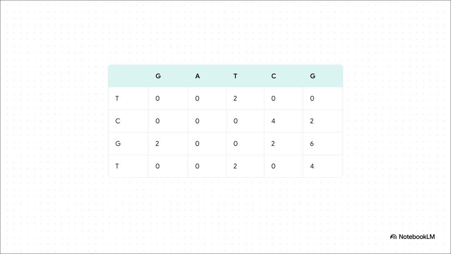Instead of being forced to start in the corner, the local algorithm hunts for the single highest score anywhere in that grid. See that number 8 right there? That's our winner. It starts the traceback from there and, this is key, it stops the second the score drops to 0. That's how it so perfectly isolates that one best paragraph and just throws away all the noise around it.